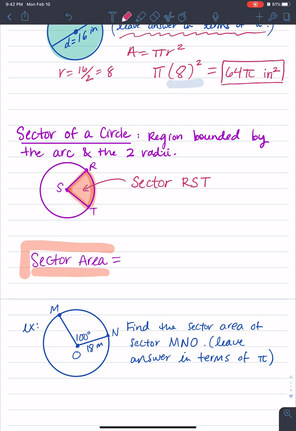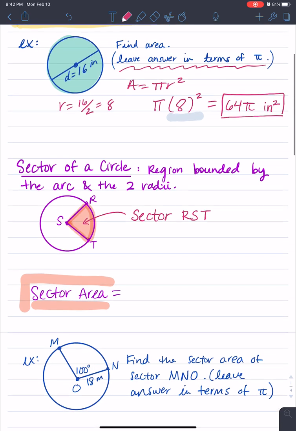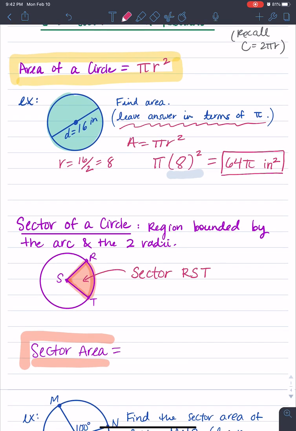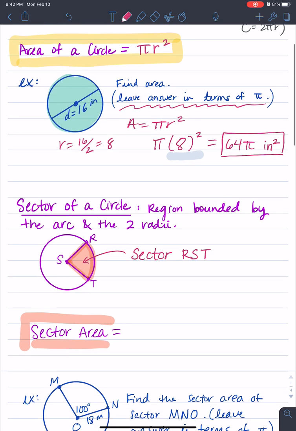Okay? Now, just like with arc length that we discussed last class, sector area also has a formula that you need to know. But it's not hard. All you got to do is go back and remind yourselves of the area of a circle, which is going to be pi r squared. And we're going to apply that to our sector. But what we need to know is the theta. What is theta again? Remember, it is the angle. It's a variable that represents the angle here.